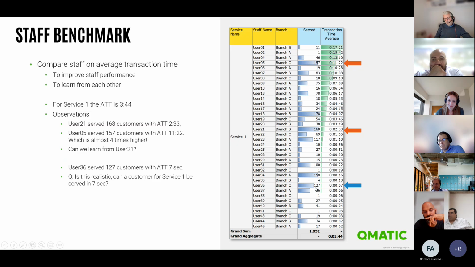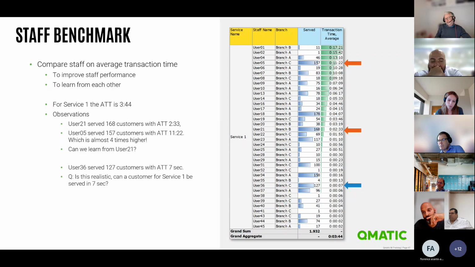And I have another one in here. Somebody actually managed to serve 127 customers in 7 seconds average. That doesn't make any sense. Something must be wrong here. But this triggers the next question, and I'm not going further into this: have a chat with user 36. What the hell are you doing? It could also be that user 36 is a system administrator and was testing the system and just called 100 something customers to see if the ticket printer worked. Could be, but I would be able to filter that out because of which time of the day they did this.